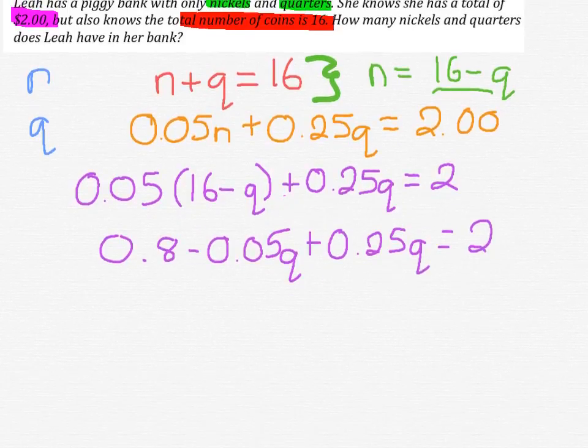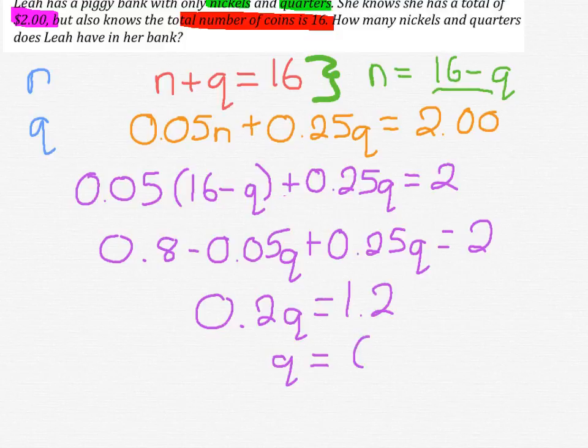So far so good. Now all we need to do is add our like terms and solve for Q. If we do that, we get 0.2Q is equal to 1.2, and dividing by 0.2 on both sides, we get that Q is equal to 6. So voila, we have just found how many quarters there are in her bank, which is one part of the question, because the other part asks how many nickels and quarters. So here are the quarters, but now we want to find the nickels.